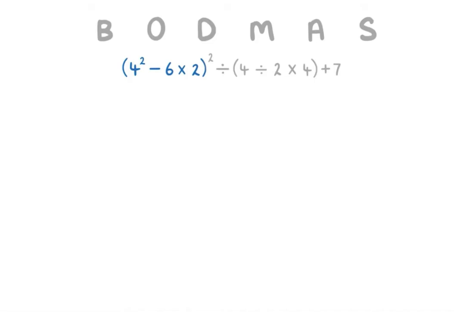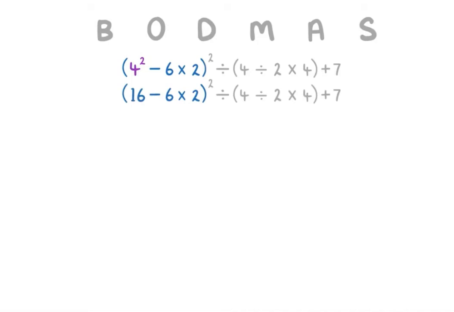Now, notice that we haven't highlighted this order of 2 up here. That's because the order is outside of the bracket, so we don't consider it yet. We're only focusing on what's inside the bracket for now. Within the bracket, the first thing we have to do is the order of 2 on the 4. So 4 squared, which is 16, giving us 16 minus 6 times 2 inside the bracket.